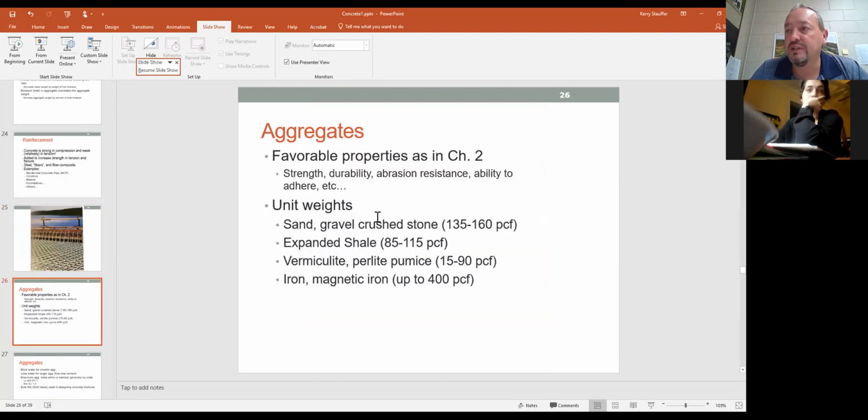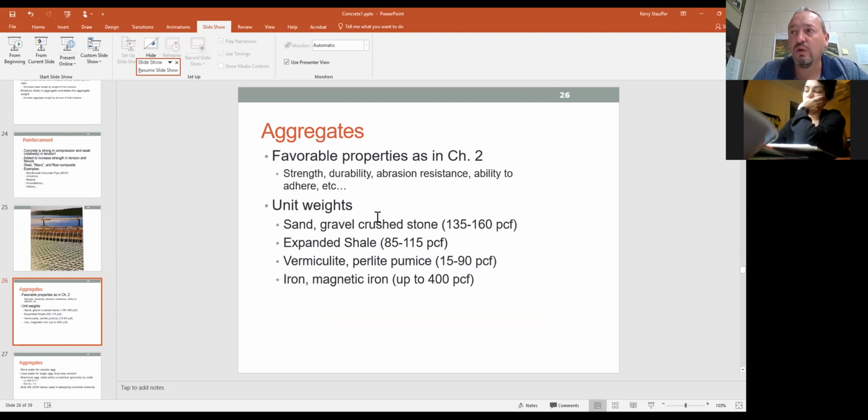As far as the aggregates go, most of those properties that we discussed in chapter 2, strength, durability, abrasion resistance, those kind of things are going to be important as an aggregate that we use in concrete. Most of the time we think of gravel and sand, and when we mix those as our aggregate, we estimate generally that reinforced concrete is going to weigh about 150 pounds per cubic foot, but it could range slightly depending on what kind of aggregates you use.